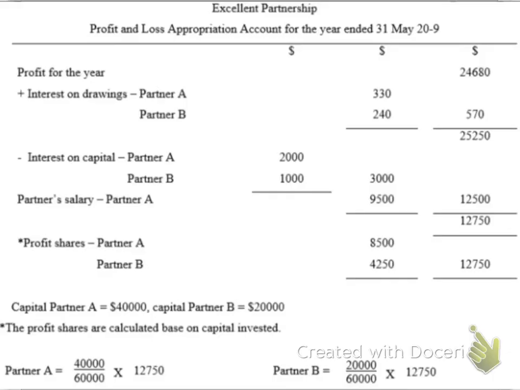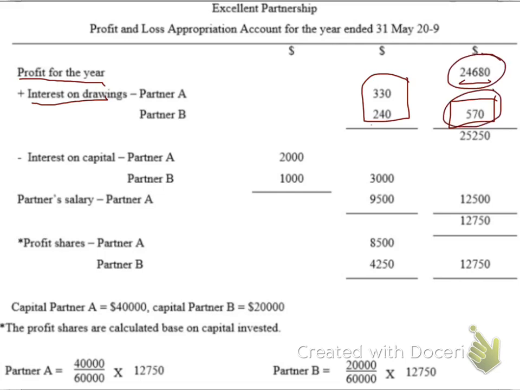So this is a format of a profit and loss appropriation account. First we record the profit for the year. We record it here. Then we record the interest on drawings. Interest on drawings is whatever is owed to the business by the partners, as we had discussed in our part 1 video. We record the interest on drawings of each partner, and then we add that amount over here. And then we add the profit for the year and the interest on drawings amount, and we get a total here.